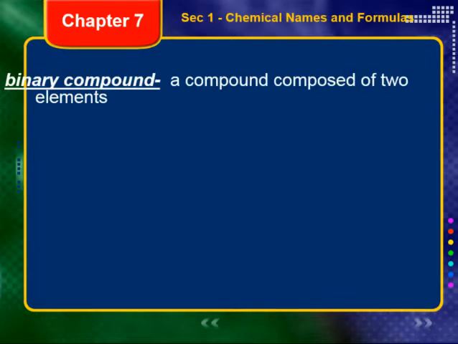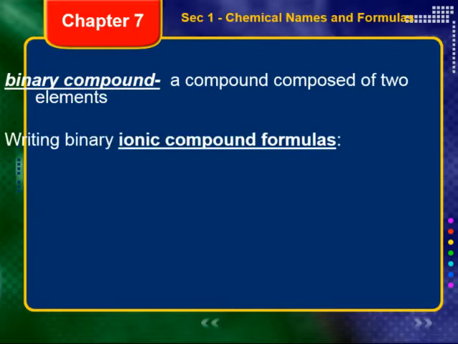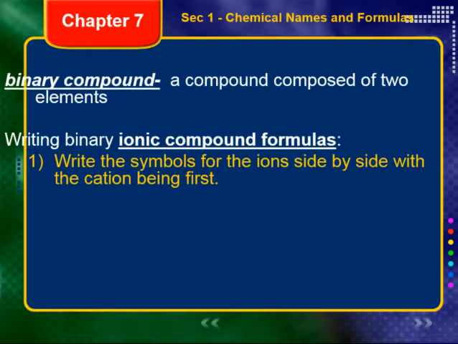Now, a binary compound sounds like a very fancy thing, but it's just a compound consisting of 2 elements. Binary, 2 things. So when we go to write a binary ionic compound, we write the symbols for the ions side by side with the cation first, the positive thing first.